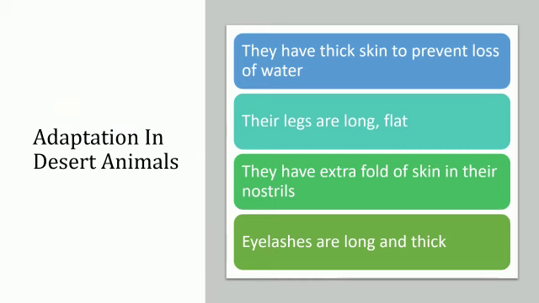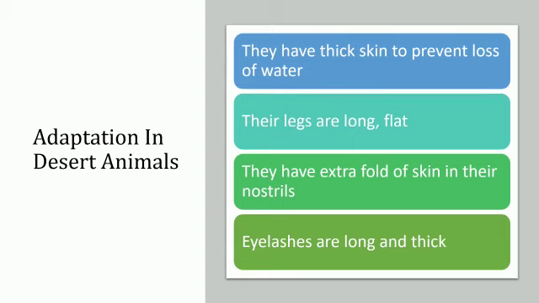Now let us study about adaptations in desert animals. Deserts are characterized by severe scarcity of water. The temperature in deserts is very high, so to live in these difficult conditions, animals have adapted themselves in a peculiar way. And these animals have thick skin to prevent loss of water from the body.